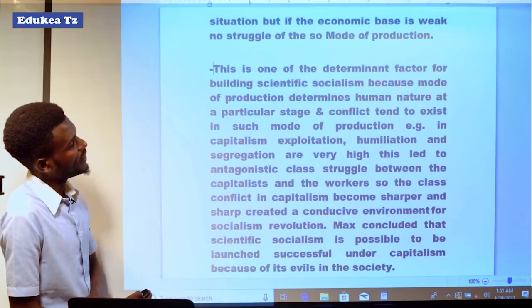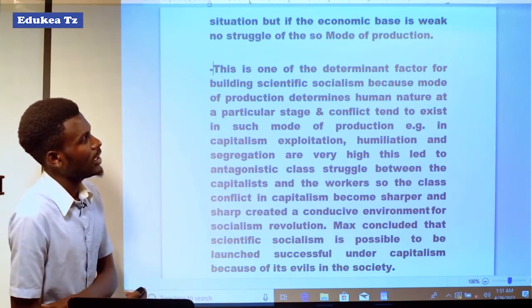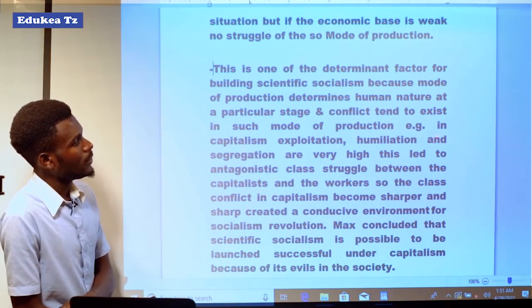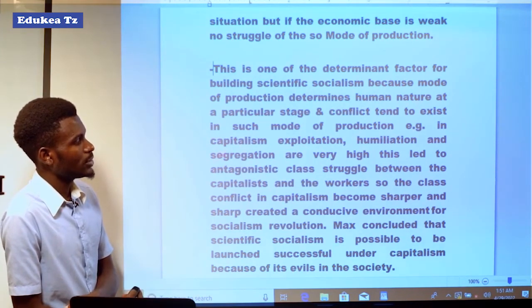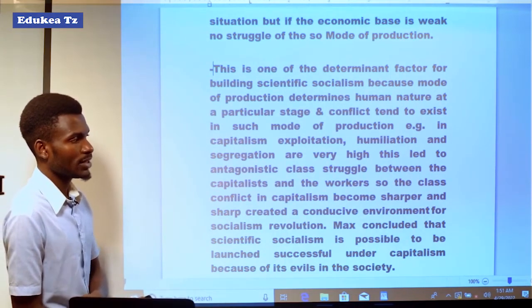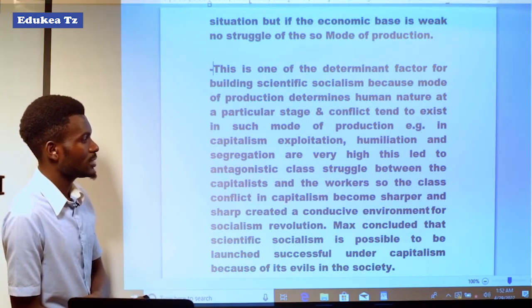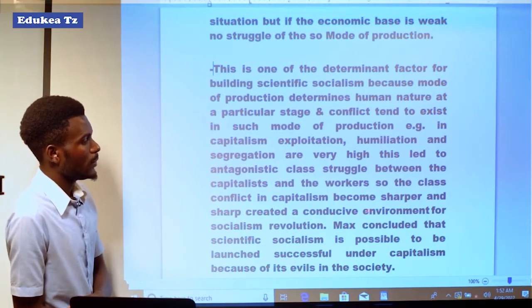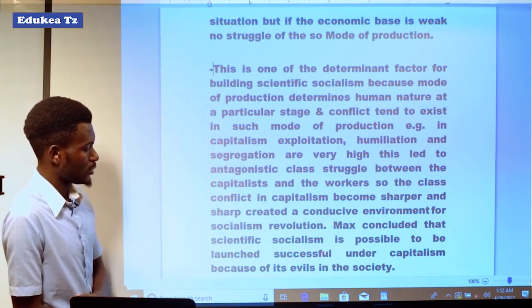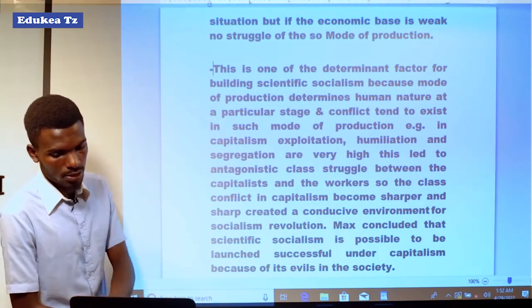This is one of the determinant factors for building scientific socialism, because the mode of production determines human nature at a particular stage and conflict tends to extend in such a mode of production. For example, in capitalism, exploitation, elimination and segregation are very high. This led to the antagonistic class struggle between the capitalists and the workers. So the class conflict in capitalism became sharper and created a conducive environment for socialist revolution. Marx concluded that scientific socialism is possible to be launched successfully under capitalism because of its evils in the society.